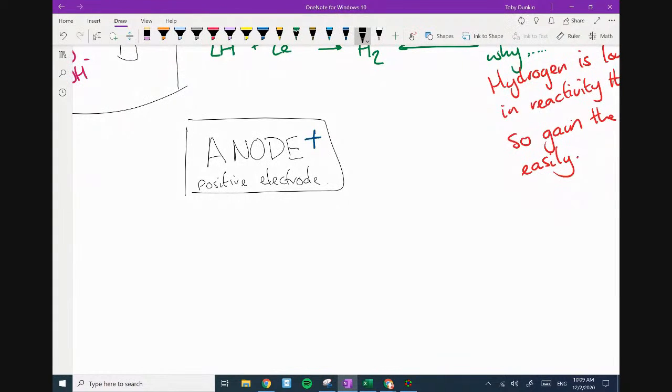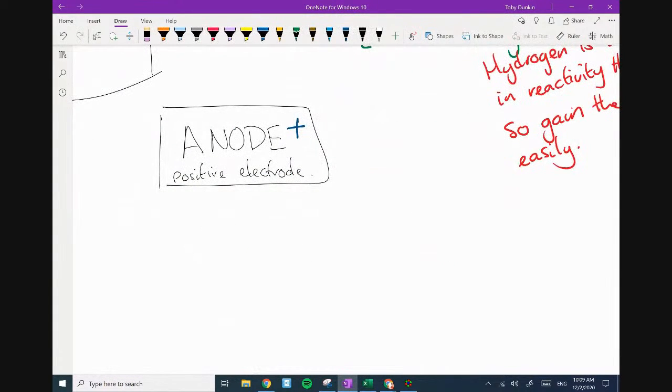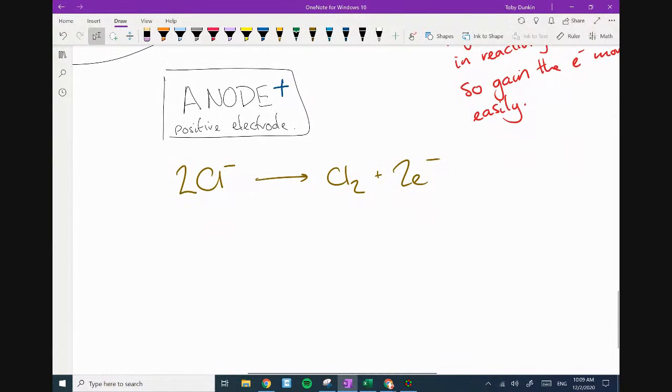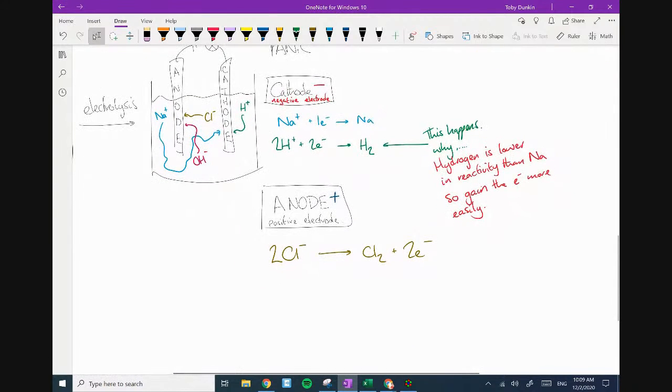So what's going to go here is the chloride ion. Let's do that in a different color. I did that in brown, didn't I? So the chloride ion. Now, the chloride ion could lose its electrons and become chlorine. Let's balance it. 2 chlorides will be needed to make a chlorine molecule. So it's going to spit out 2 electrons. Yeah? That could happen. Or, alternatively, the OH minus ion could get there.